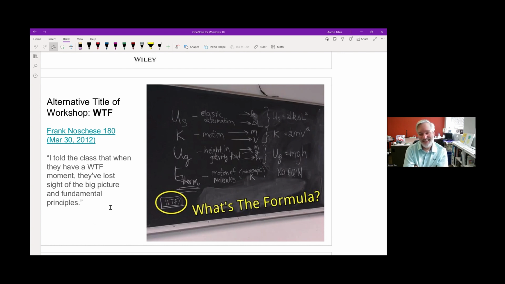He told his class that when they have a WTF moment, they've lost sight of the big picture and fundamental principles. And I think that captures Matter and Interactions very well. Matter and Interactions is about a few fundamental principles and applying those in a variety of applications. So it really is about reductionism and about modeling, but applying a few fundamental principles. So the focus is always on fundamental principles.